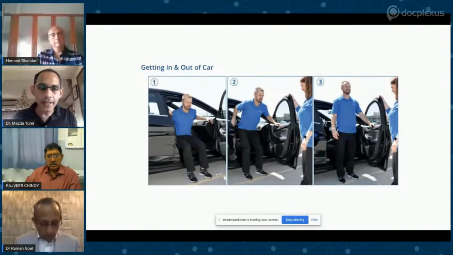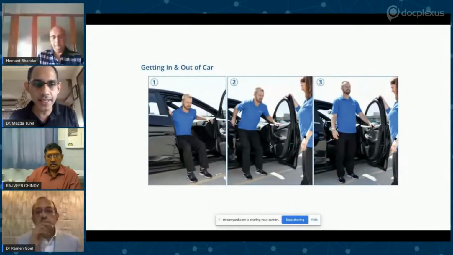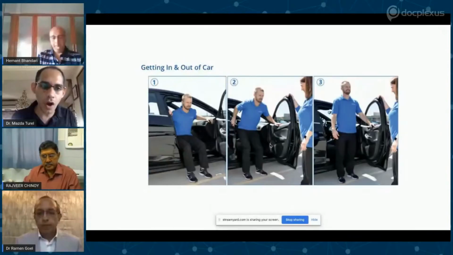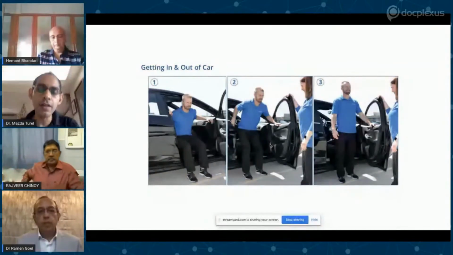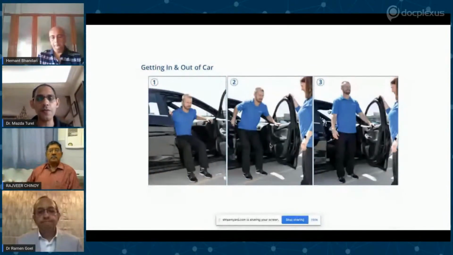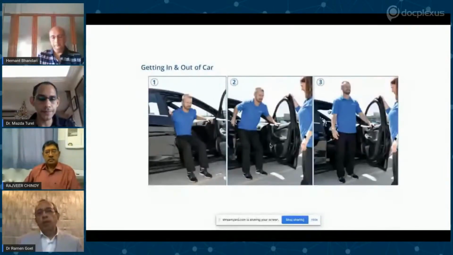But for the spine, it's the daily posture that we maintain, how we sit, how we sleep, how we stand, how we walk, is what will determine the long-term well-being of an individual's spine.